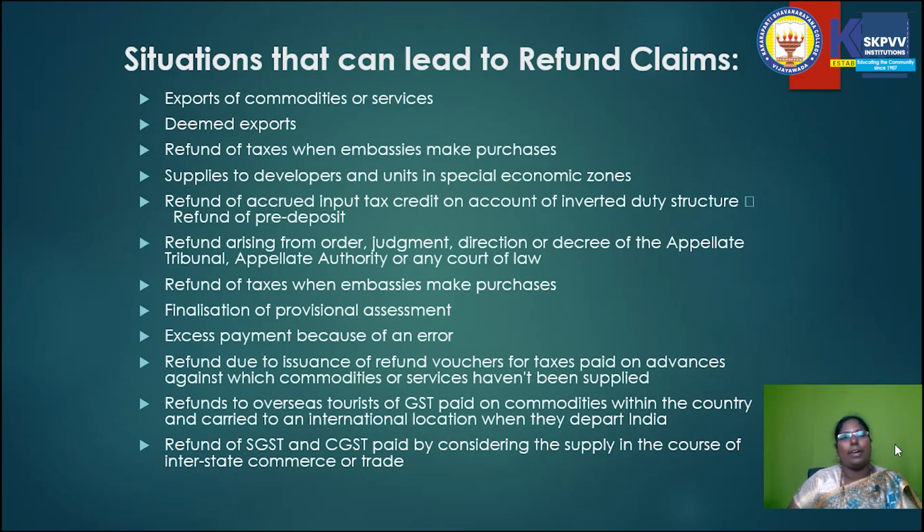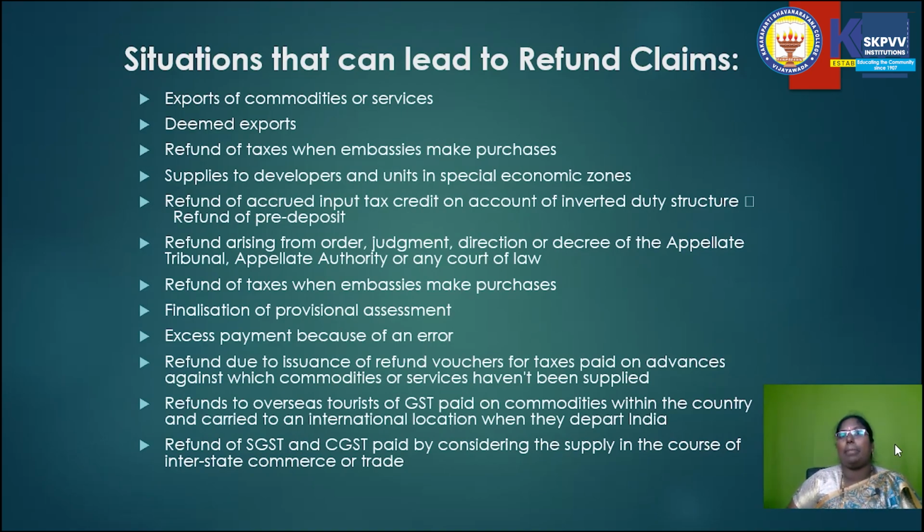Normally, in a refund, the procedure covers exports of commodities or services, deemed exports, refund of tax when embassies make purchases, and suppliers to developers and units in special economic zones. Some states or places are given special status, and when they collect the tax, the amount is refunded. Refund of tax when embassies make purchases was already discussed.